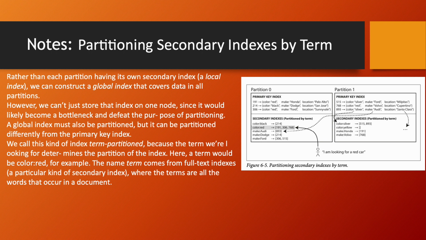Here, a term would be color:red. For example, the name term comes from full-text indexes, a particular kind of secondary index where the terms are all the words that occur in a document.